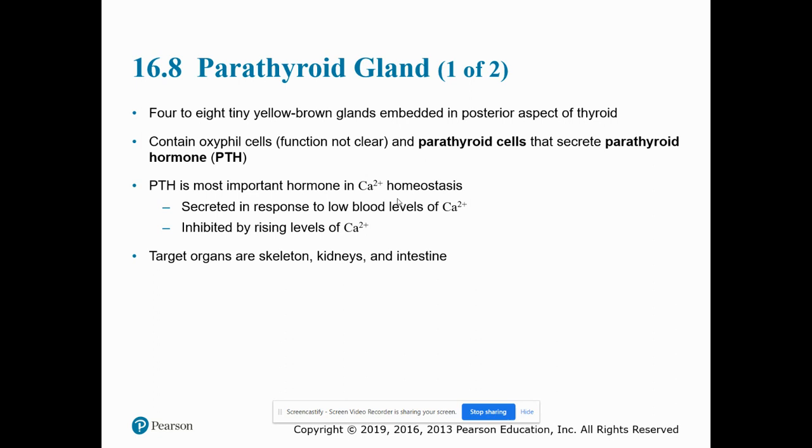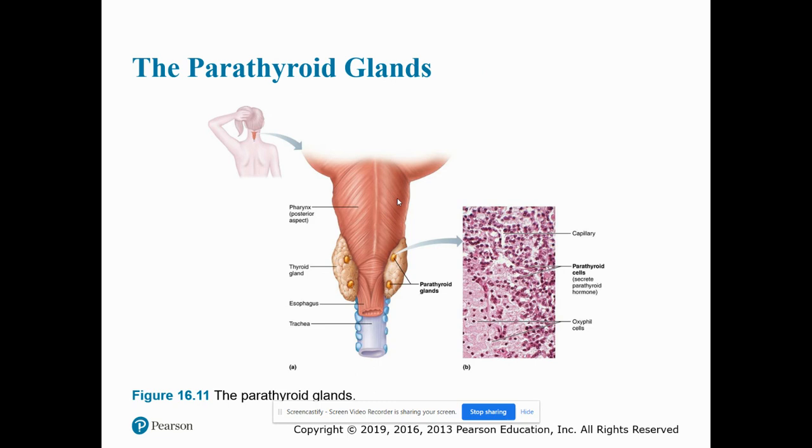But we're about to see where they all come into play here in a moment. First, we're going to look at where they are. So this would be, for example, the back of somebody's neck, right? And then down here in the back side of the thyroid, we find, in this case, 4 of these small parathyroid glands.